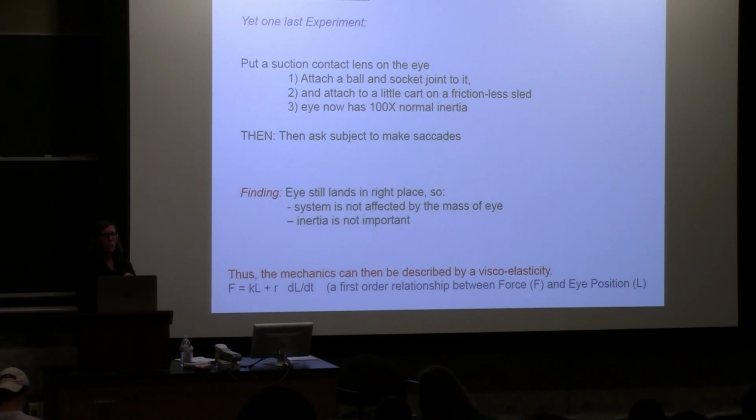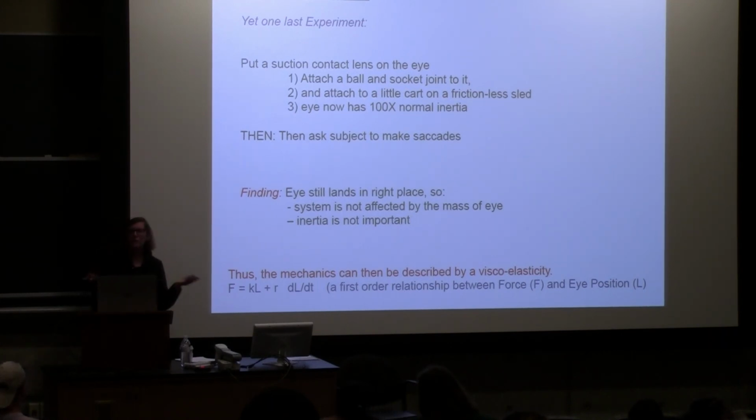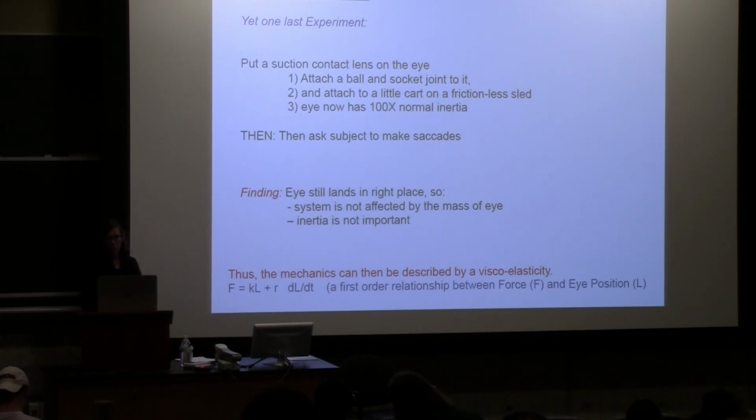So you think that this would probably make a really weird looking saccade, but lo and behold, it didn't really alter the saccadic eye movements very much. Okay? So the eye still lands in the right place, and this suggests that the system actually is not really affected by inertia, which makes it a much more simple system to model. And people have gone back and reevaluated this assumption because it's almost too hard to believe, right, that the inertia of the eye wouldn't have a big impact, but it doesn't seem to. So it seems that it holds after all these years.